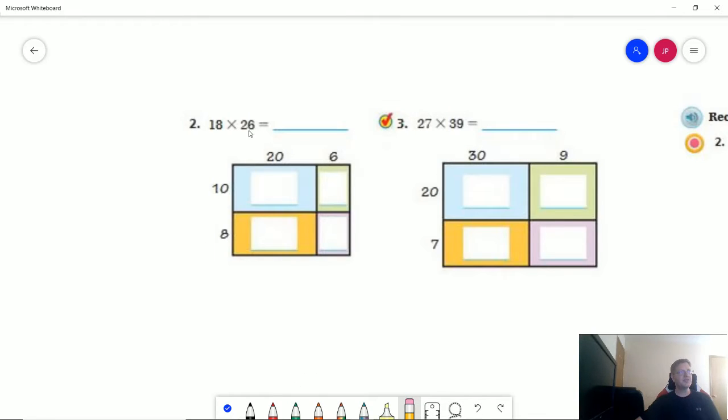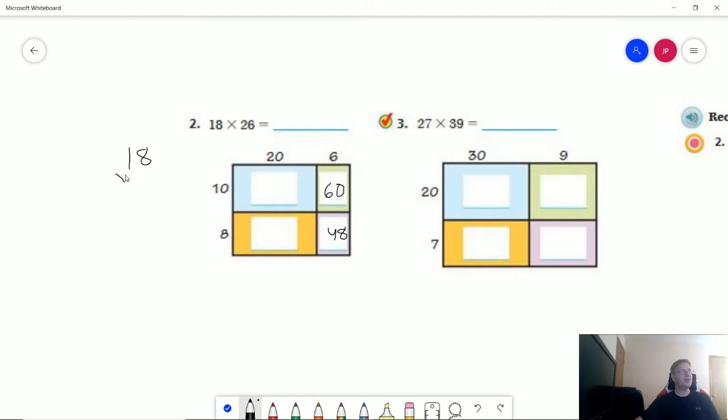So for instance, the first thing that we would do would be 6 times 8. So if I do 6 times 8, that is going to give me 48. And then the next thing I would be doing would be to do 6 times 10. So 6 times 10 is going to give me 60. If I were to add both of those together, I would get my answer that would be at the top.